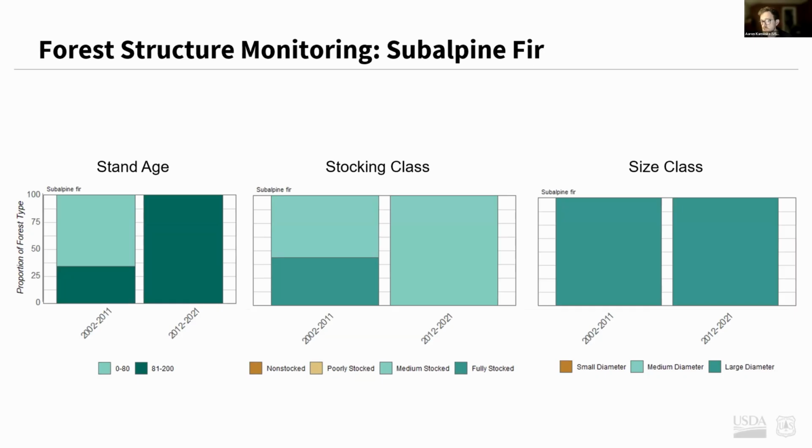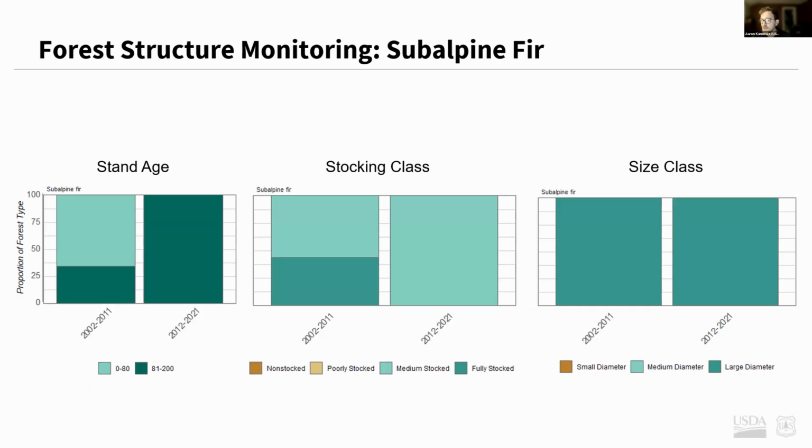where more than 50% of the stocking is in trees of greater than 5 inches diameter, with more trees over 9 inches than under. For example, here we can see a loss of younger age trees between reporting periods in the figure on the left, and a conversion of fully stocked conditions to medium stocked conditions in the middle figure. However, large diameter size classes still made up all the conditions across the Colville. Moreover, there were no disturbances or management activities reported within FIA for this forest type.